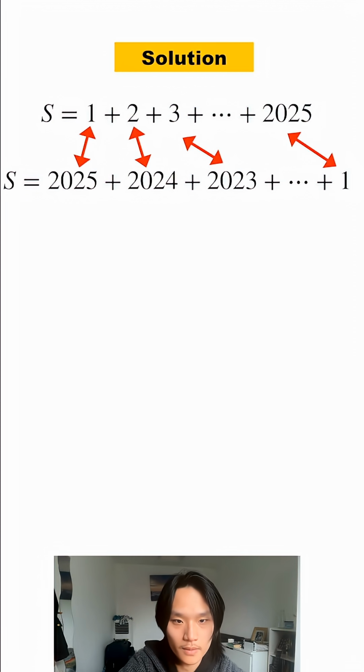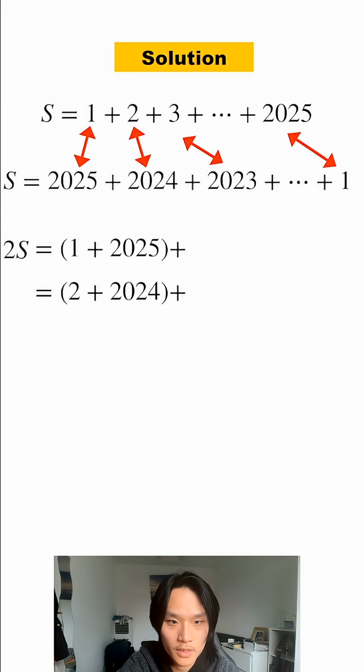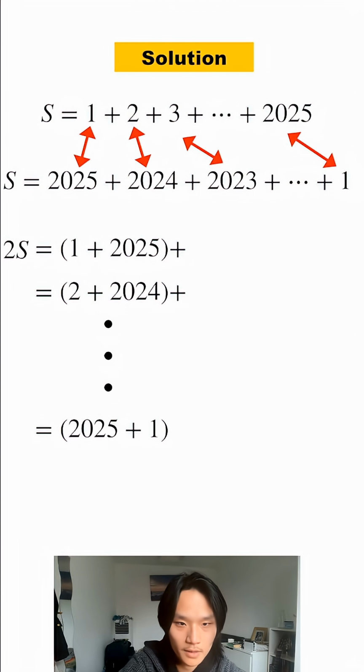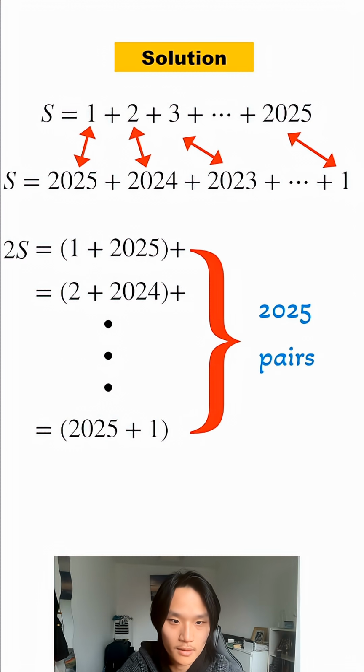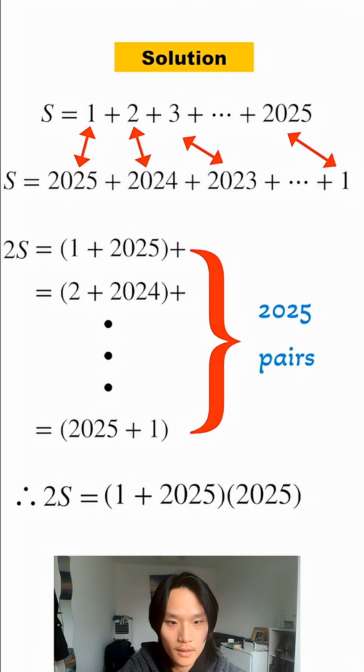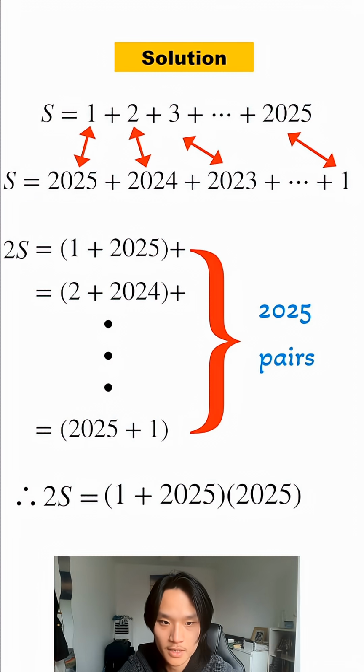So the idea is that we would add up the sum, so s plus s, that's 2s, that's equal to the first pair, 1 plus 2025, plus 2 plus 2024, and then all the way to 2025 plus 1. So we look at this and we can see that there are 2025 such pairs. That means the sum of 2s is equivalent to 2026 times 2025. The 2026 really is just 1 plus 2025, and we have 2025 such pairs.